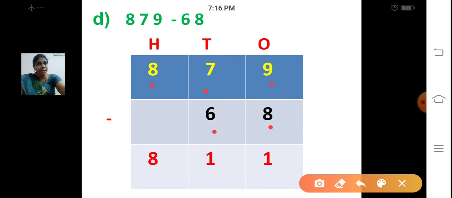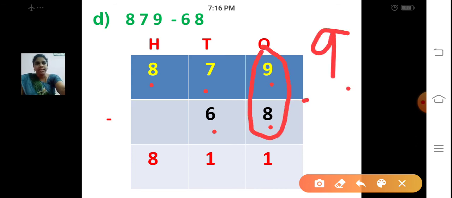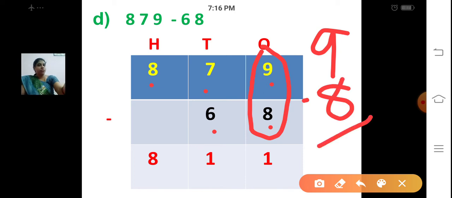Let's start with the ones place. 9 minus 8. 9 ones minus 8 ones. We have to start from the smaller number and count forward till we reach the bigger one. So start from number 8. Count forward till you reach 9. After 8, 9. So how many numbers? 1. Write it down. 9 ones minus 8 ones is 1. Now let's move on to the tens place.